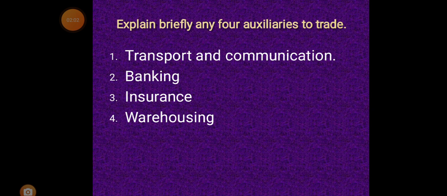Explain briefly any 4 auxiliaries to trade. First point, transport and communication. Second one, banking. Third one, insurance. Fourth one, warehousing.